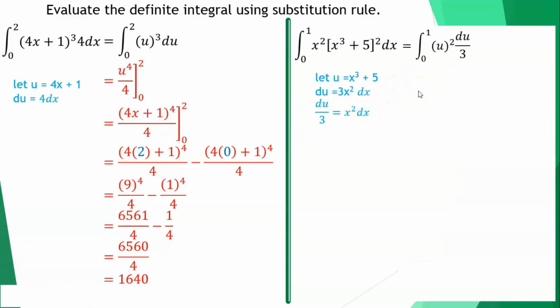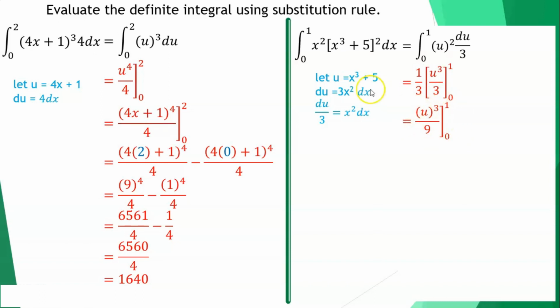So with this, we will end up with du over 3 equals x squared dx. So at this point, let's substitute. So this x cubed plus 5 will be replaced with u squared. Then x squared dx will be replaced with du over 3. So this would become the integral of u squared du over 3 evaluated from 0 to 1. So at this point, let's find its integral. So take note, du over 3, that's the same as 1/3. So place that at the start. So the integral of u squared, that's u cubed over 3 evaluated from 0 until 1. So simplify further, this would become u to the power of 3 over 9 evaluated from 0 until 1.